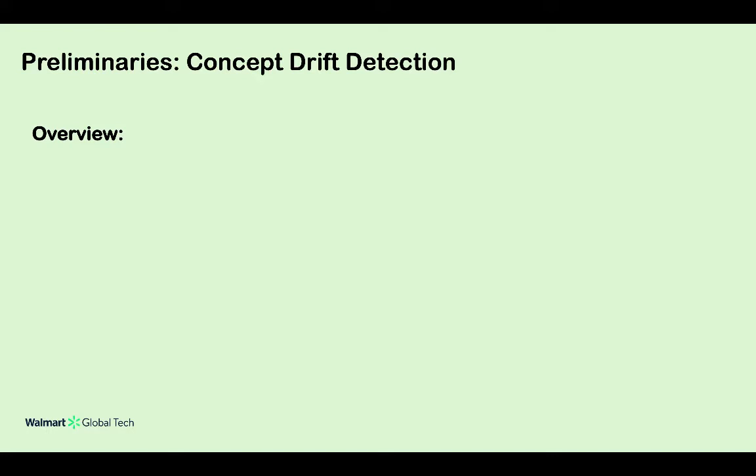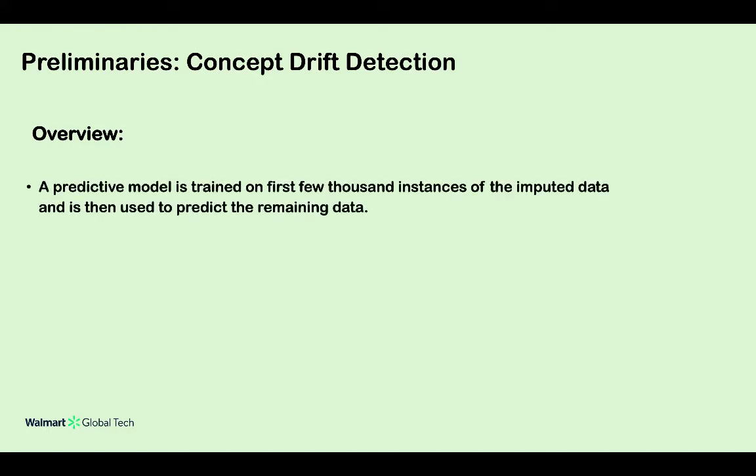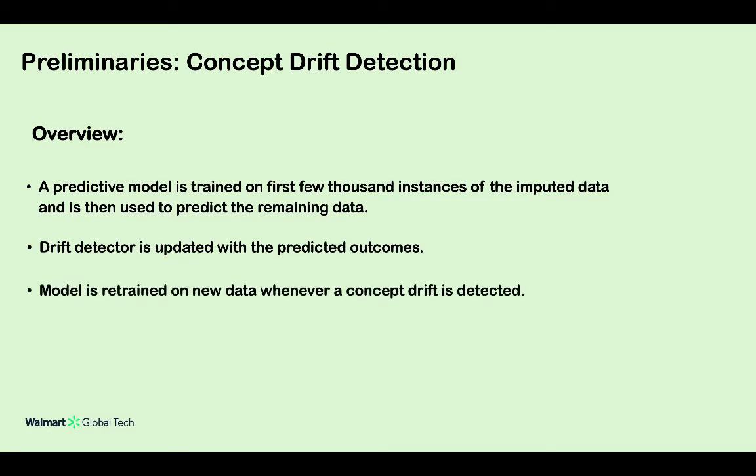And as we discussed earlier, if we have real world data, there could be sparsity, and we need to impute the missingness, and we will use this imputed data to train a predictive model. Once the model is trained, the predicted outcomes are sent to the drift detector, and if the drift detector detects concept drift, then we need to retrain the model again on a new set of data.